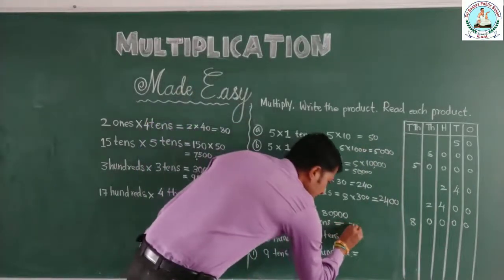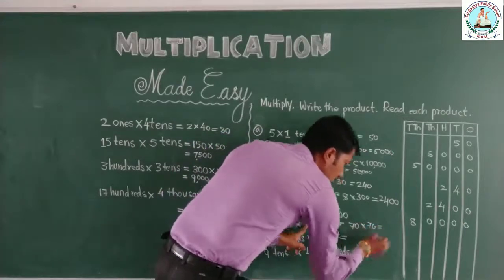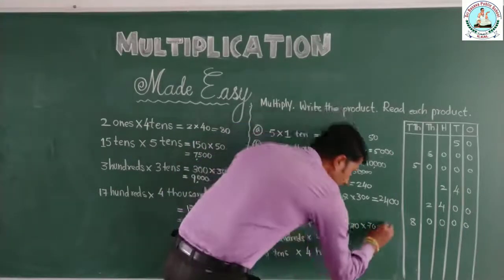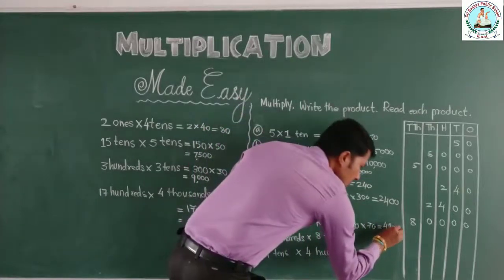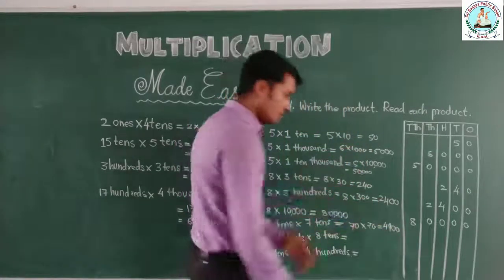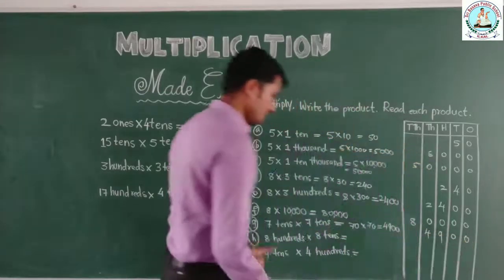Then 7 tens times 7 tens. 7 tens means 70. And again one more 7 tens means again 70. So how do you write this? 7 times 7 will be 49. And 1 zero, 1 zero. How many zeros? 2 zeros. So 4900. So just write it. 4900.